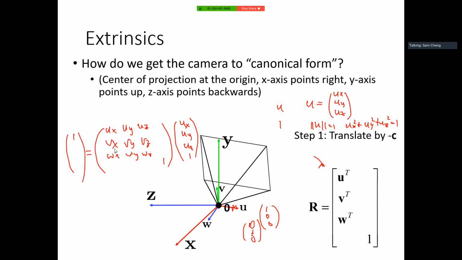First one is 1. But now this v is basically the inner product of v and u, right? And v and u are supposed to be orthogonal to each other, so it should be 0. So the inner product should be 0. And likewise the inner product of w and u should be 0 as well.